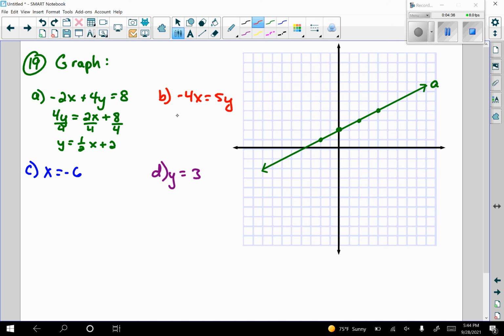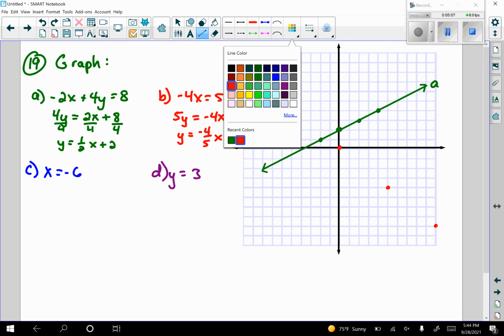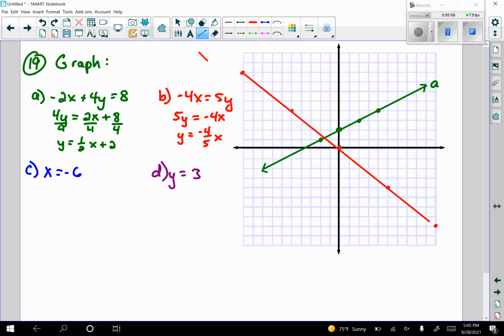All right, for B, I'm actually just going to switch this around. 5y equals negative 4x because I want to get the y by itself. So I'm going to divide by 5. So we get negative 4/5 x. So that means my y-intercept is actually 0. And then I'm going to count down 4 units and then 5 to the right. I can count down 4 more and 5 to the right. Or I can go up 4, but then 5 to the left. And we'll draw a line through that. And we'll call this B.